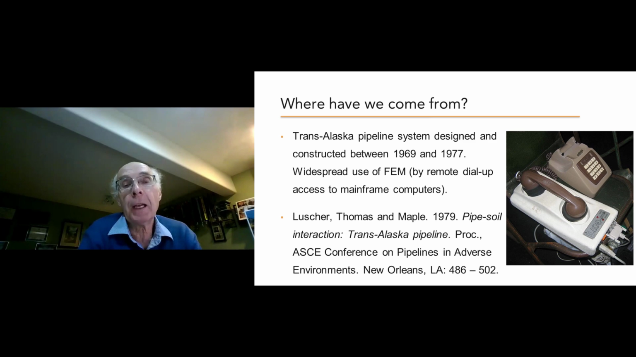Out of the work on the Alaska pipeline was a paper by Lucier, Thomas, and Maple in 1979 that talks about soil pipe interaction on the Trans-Alaska pipeline. And it has very relevant information even today on lateral loads and the impact of lateral loading on the pipeline.